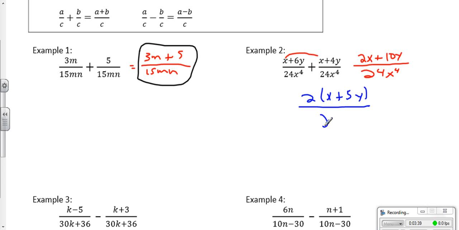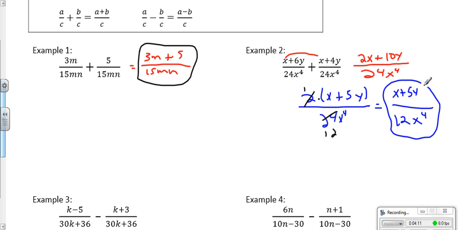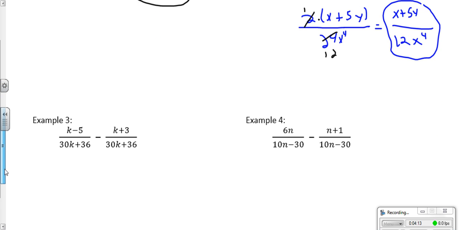And on the bottom we have the 24x to the 4th, like we already had before. But now I have the ability, since it's times here, to take 2 out, and 2 goes into 2 once, 2 goes into 24 12 times. And our final answer would be x plus 5y all over 12x to the 4th. And that would be considered simplified. And sometimes that happens when we add or subtract rational expressions.